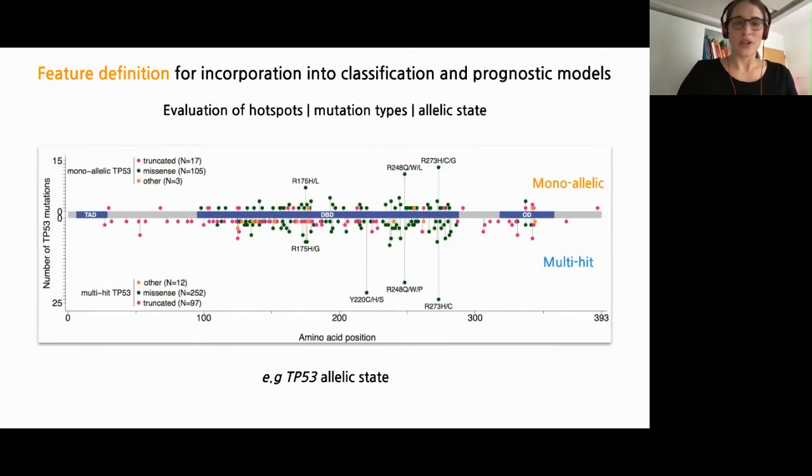And this lollipop represents the TP53 gene with the distribution of mutations, and you see the different hotspots that are common across pan-cancer, and their distribution into monoallelic and multi-hit TP53. And in the case of TP53, I'll be showing you that the allelic state is of clinical importance for biomarker development in MDS.